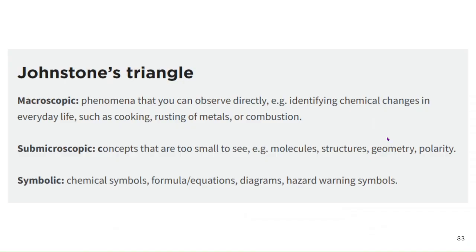So I'm going to come back to this graphic in a second, but Johnstone's triangle has three parts. The macroscopic, which is like macro means big. So macroscopic is the phenomena that you can observe directly. We are big. We observe the big phenomena, right? We can't see the tiny with our eyes. So examples would be like chemical changes in everyday life, cooking, rusting of metals, combustion, fire, right? Those are all things we see with our eyes, so they are macroscopic phenomena.